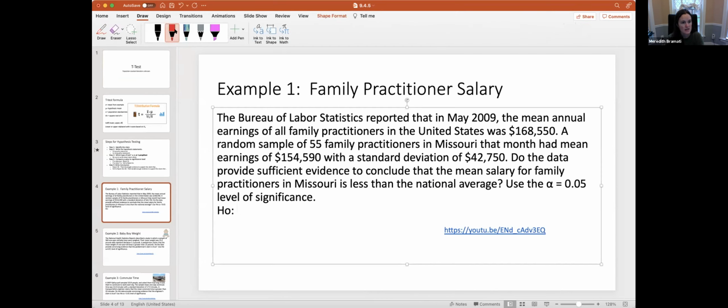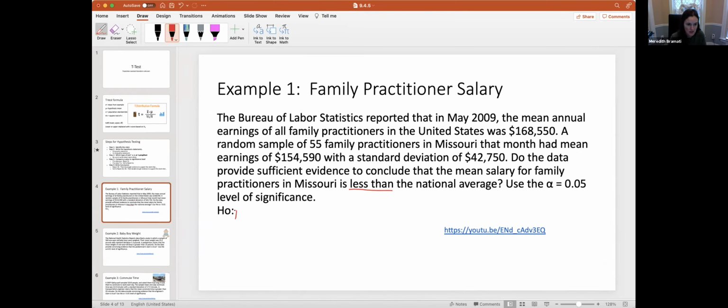So HO in this case, we have the Bureau of Labor Statistics reported that in May 2009, the mean annual earnings of all family practitioners in the United States was 168,550. A random sample of 55 family practitioners in Missouri that month had mean earnings of 154,590 with a standard deviation of 42,750. Do the data provide sufficient evidence to conclude that the mean salary for family practitioners in Missouri is less than the national average? Use an alpha of 0.05 level of significance.